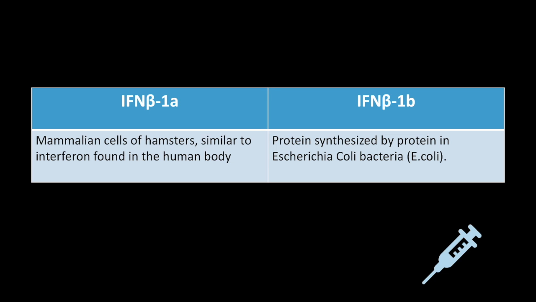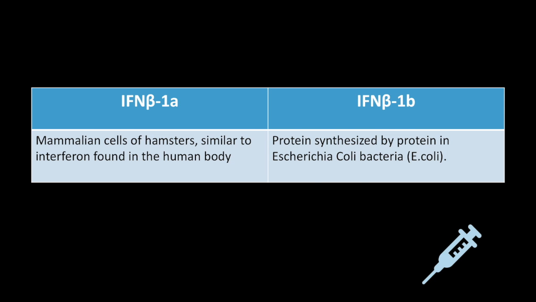Interferon beta comes in two preparations, interferon beta 1A and interferon beta 1B. Interferon beta 1A is a compound of interferon beta produced by mammalian cells of hamsters, similar to the interferon found in the human body, whereas interferon beta 1B is a protein synthesized by Escherichia coli bacteria, otherwise known as E. coli.